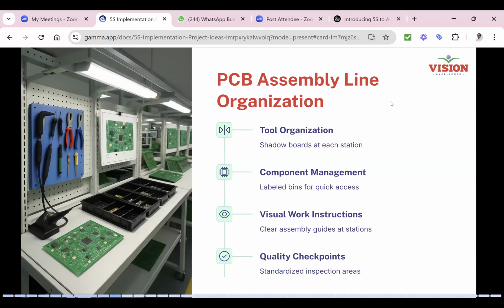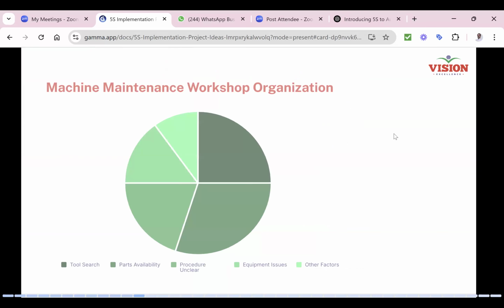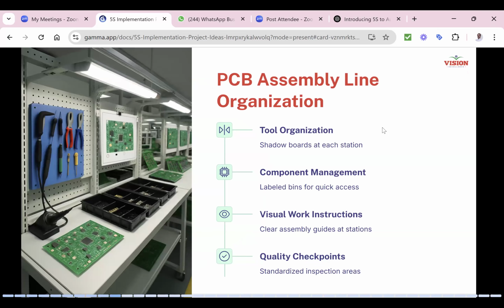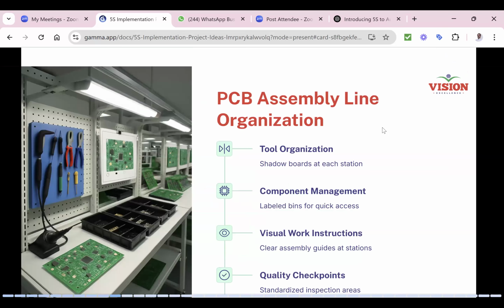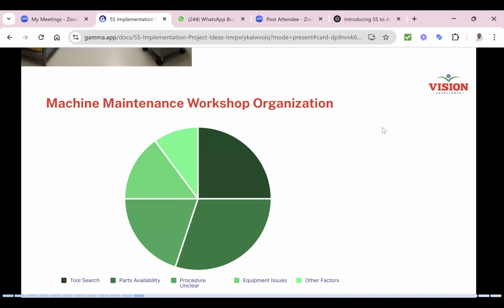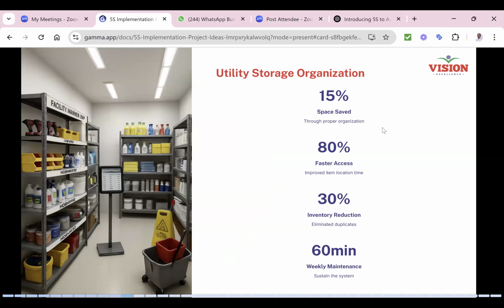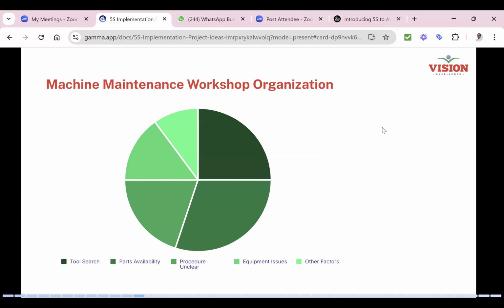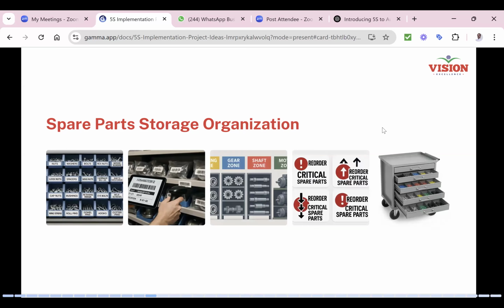You can organize the tools. You can manage the components and create visual instructions. You can incorporate checkpoints. If they're all there already, then you can look for the next levels of improvement. Otherwise, you can try implementing all these basic requirements. So utility storage organization, and it can be a store or whatever, even a kind of your storage area or a storeroom, and machine maintenance. This is spare parts area that can be improved.